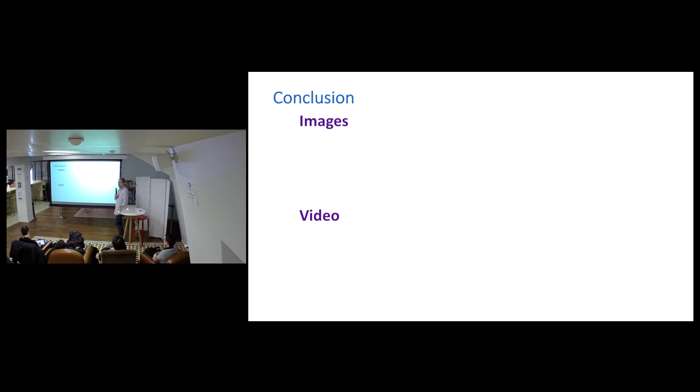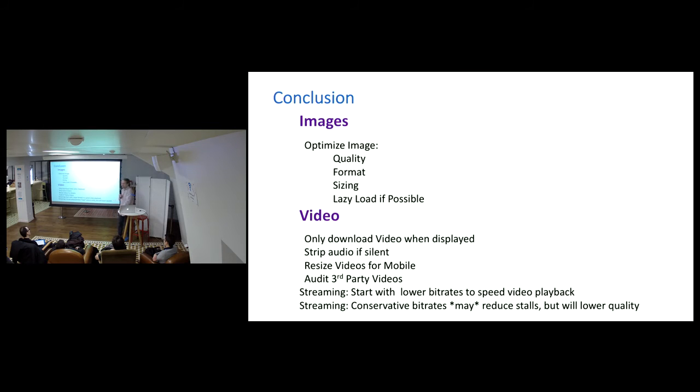So with that, thanks everybody for hanging out, talking about images and video. We can optimize our images for quality, format, sizing, and lazy load them if you can. And for video, only download the video if it's going to show up on the screen, especially for your mobile customers. I see that a lot on mobile. Strip out the audio if it's silent. Resize the videos for mobile. Look at your third parties. That's true for anything, right? Ads, JavaScript, everything, but video as well.